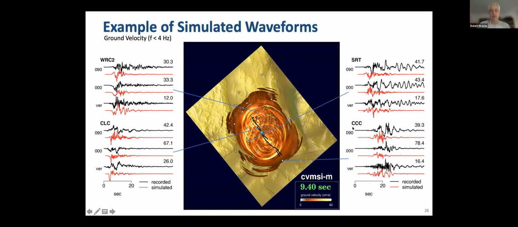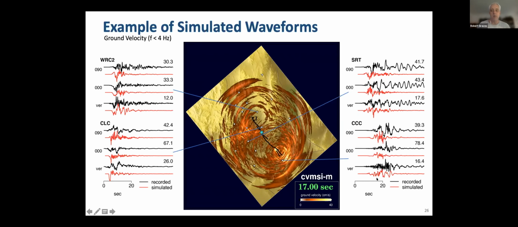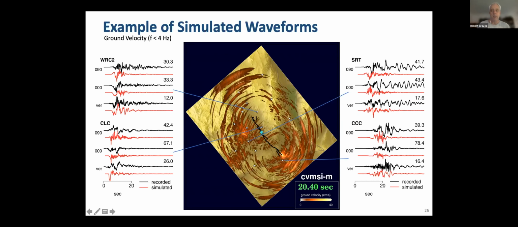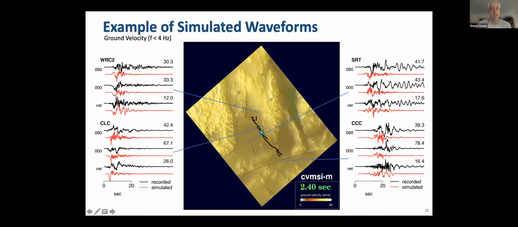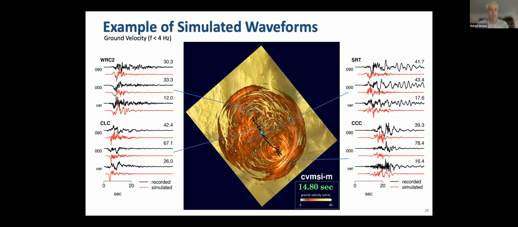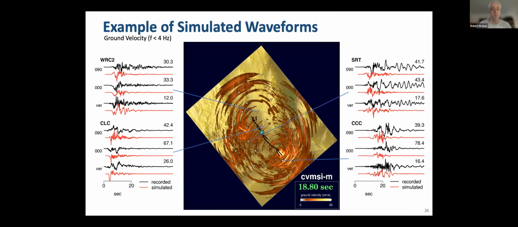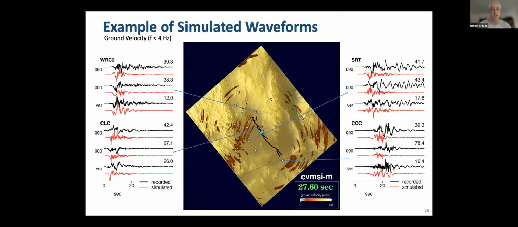And then at the very south end, CCC is another site where in the beginning portion, we're matching pretty well, but then there's this late pulse of motion. This is most likely a very late sub-event in the rupture. The inversions show this. We just did not happen to capture this in our particular suite or in this particular rupture that I'm showing here.